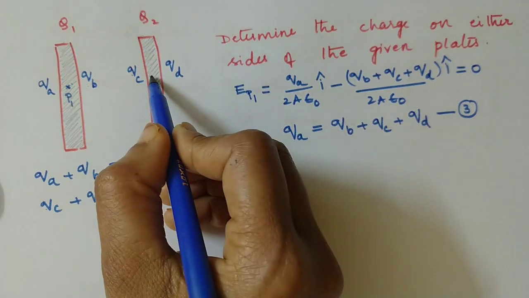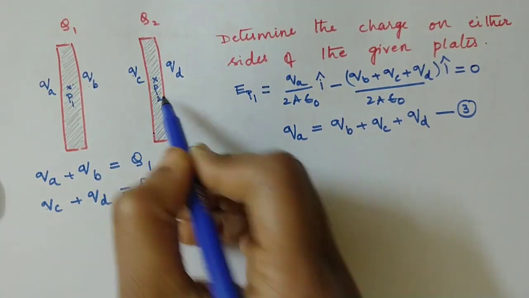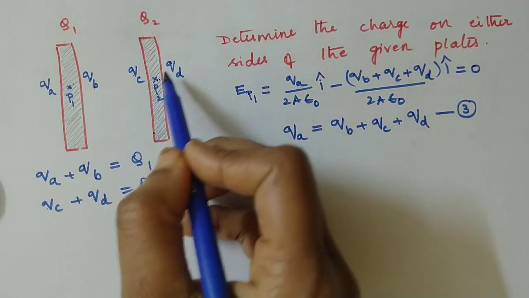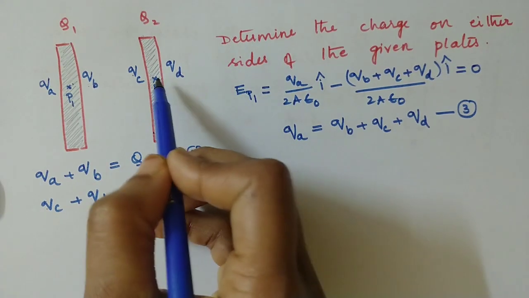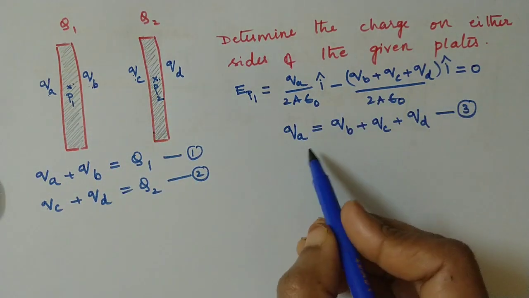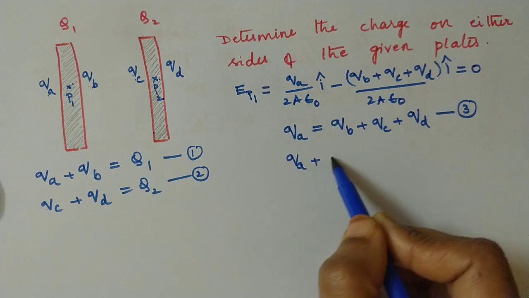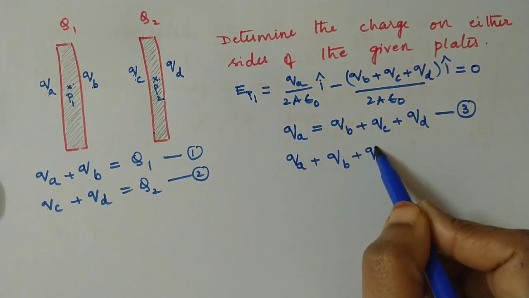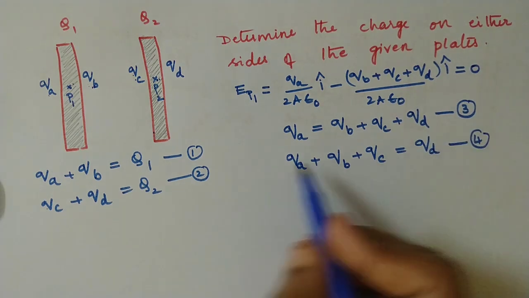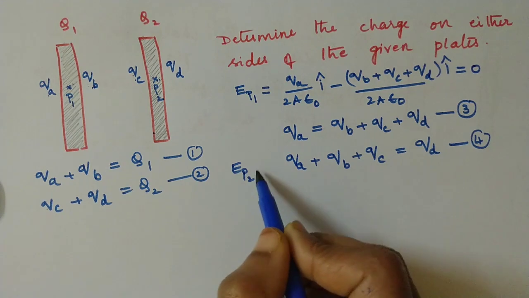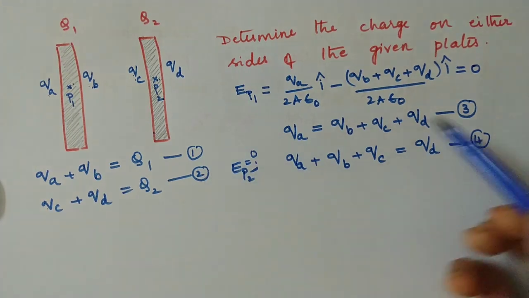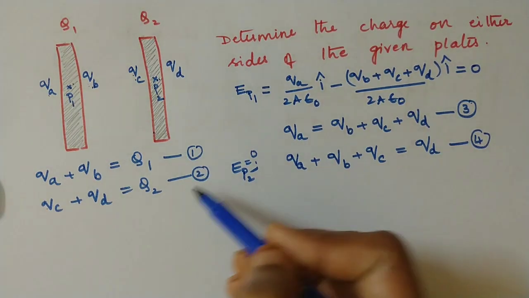Now one more equation I want, that is for this particular point P2. Again the same, the field produced by all the charges on the left side should be cancelled by all the charges on the right side. So what are the charges on the left side? QA, QB and QC. If I write the similar relation, I will get QA plus QB plus QC should be equal to QD. I'll call this equation 4. This is obtained by calculating the field at the point P2 and equating it to 0. See, now we have got 4 relations, 1, 2, 3 and 4. And now I will solve them.